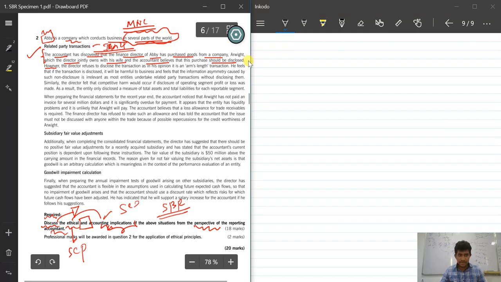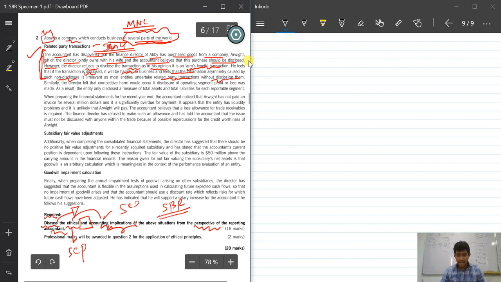However, now the problem starts here. The director refuses to disclose the transaction, as in his opinion, it was an arm's length transaction. He feels that if the transaction is disclosed, it will be harmful to the business, and that the information asymmetry caused by non-disclosure is irrelevant, as most entities undertake related party transactions without disclosing them. Now here he is clearly mentioning his justification for his action. Please be careful with that, students. Similarly, this is another trigger.